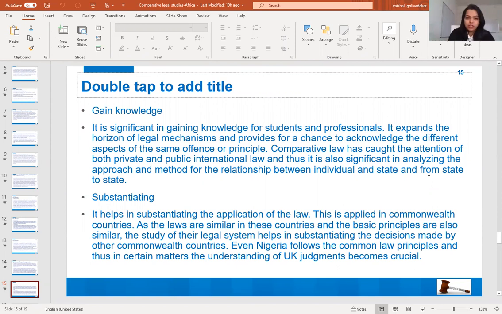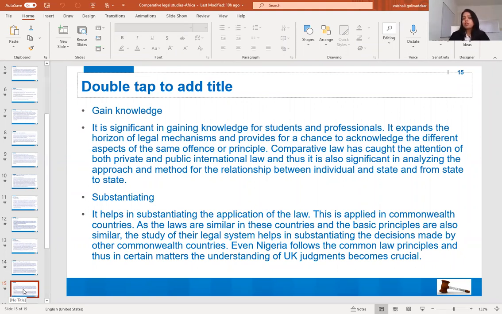Next, it's substantiating. It helps in substantiating the application of the law. This is applied in Commonwealth countries as the laws are similar in these countries and the basic principles are also similar. The study of their legal system helps in substantiating the decision made by other Commonwealth countries. Even Nigeria follows the common law principle, and thus, in certain matters, the understanding of UK judgments becomes crucial, right? So a part of Nigerian law is based on common law, or British law.